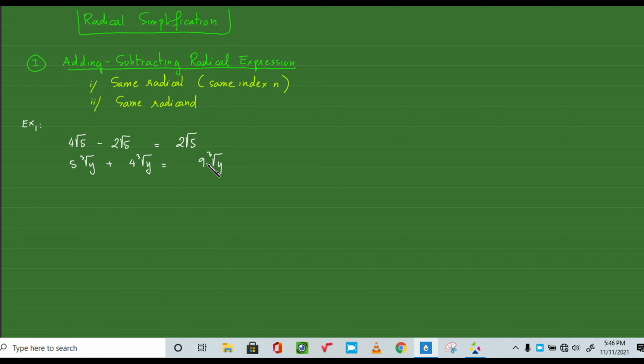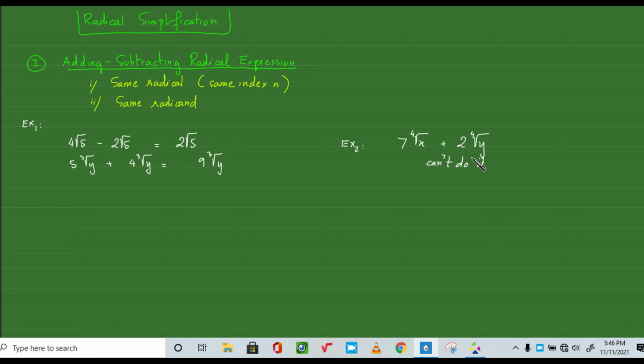Now, what if the radicand is different? For example, in example number 2, I have 7 fourth root of x, and I want to add 2 fourth root of y. In this case, you cannot do it, because you cannot add x to y. The radicand is different. Even though the radical is the same, 4 and 4, the radicand is different, so you cannot do it.